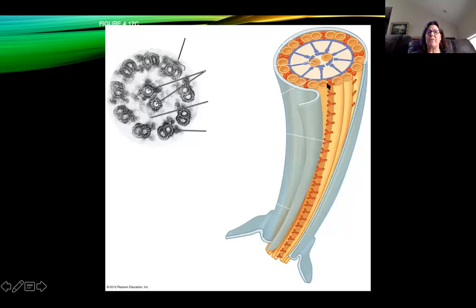So 9 pairs of doublets in a circle, kind of like the spokes on a wheel around these 2 central microtubules. And then we have these little feet called dynein feet that act as a motor, not really a motor protein, because that would be down here in the basal body, the base of the cilia or flagella. But they will contract and relax to bend the flagella or the cilia back and forth.